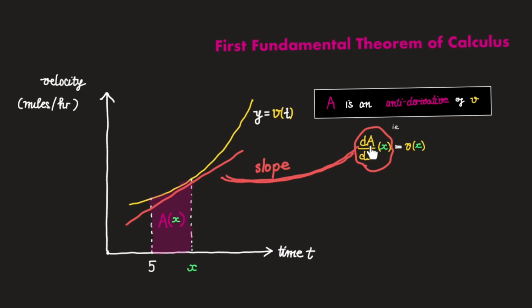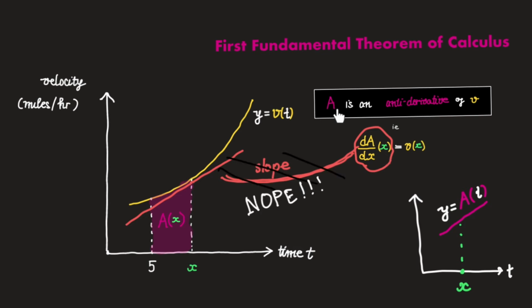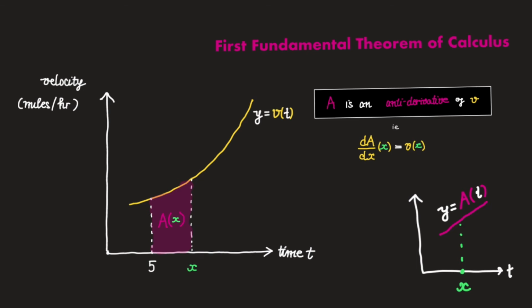So this is indeed going to be the slope of some tangent line, but that tangent line is to a different graph. This should be the slope of the tangent line at x to the graph of A, not the graph of v. So remember to be careful there.